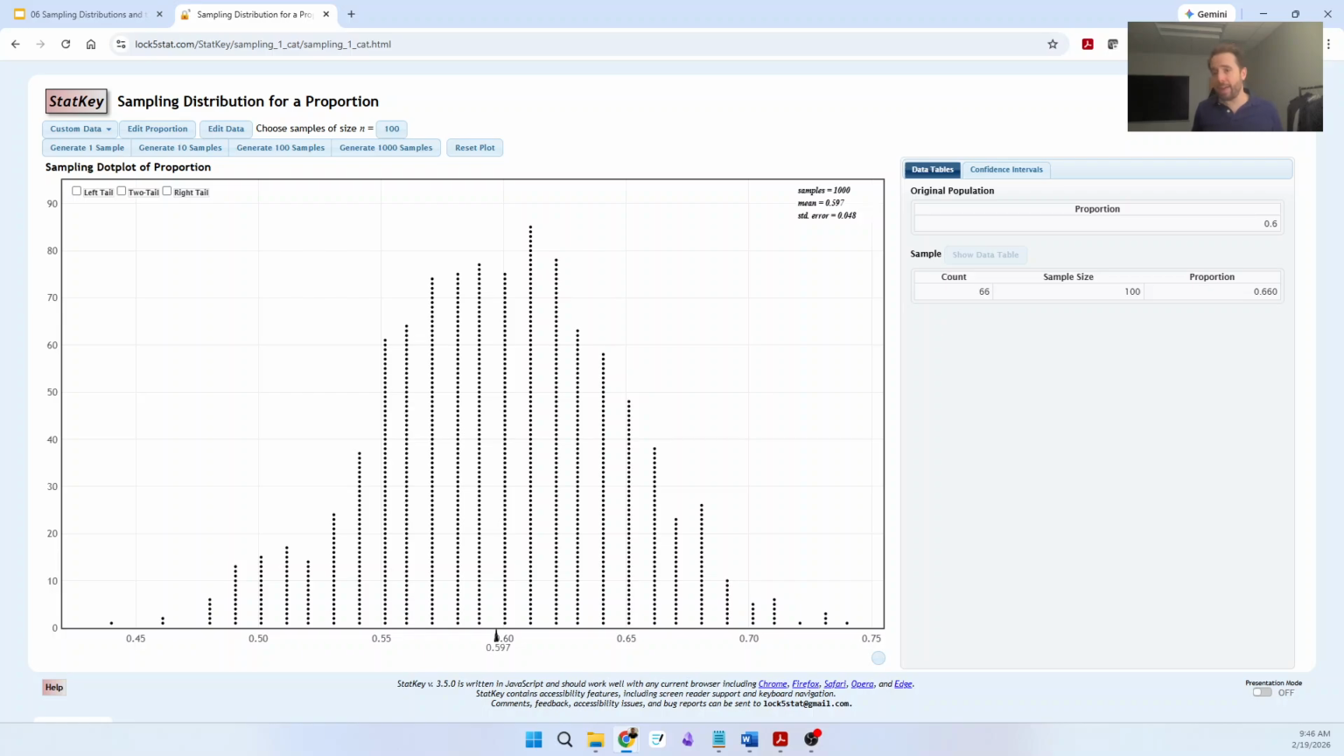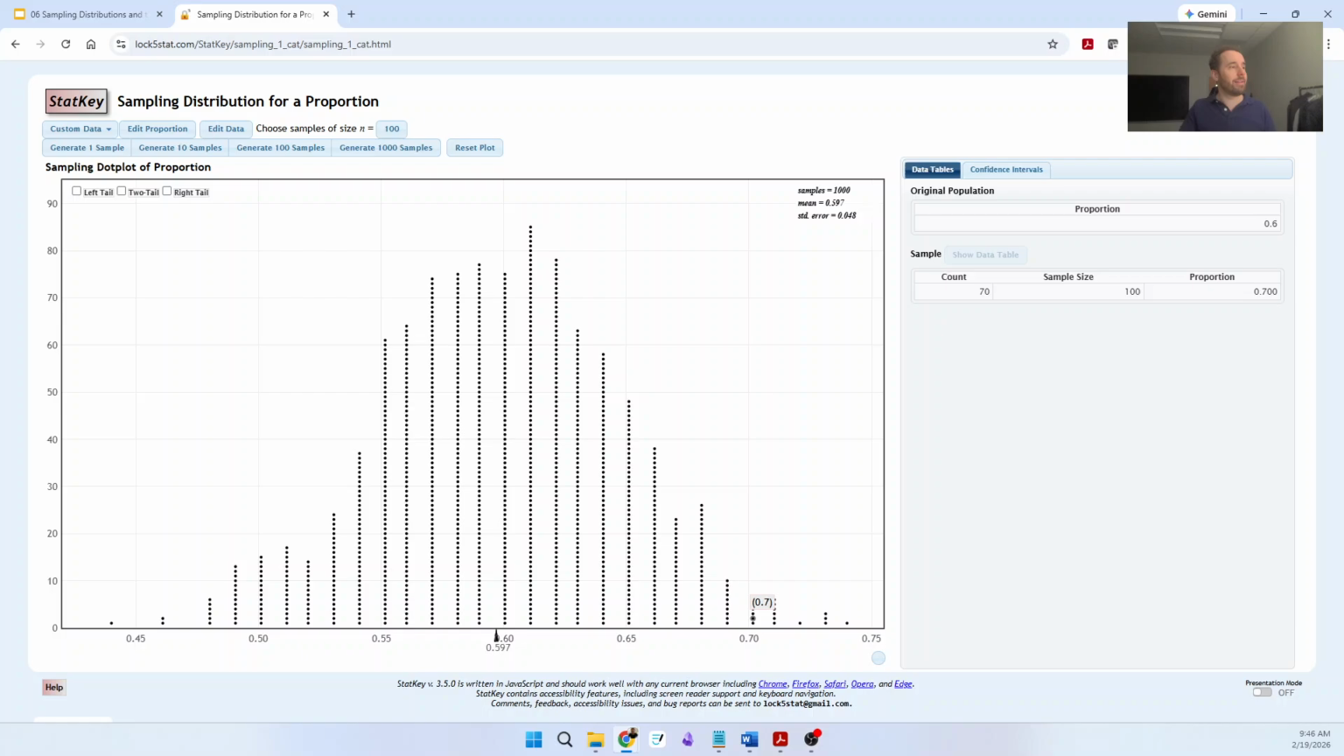We expect, on average, each sample to have about 60 blue balls out of 100, a sample proportion of 0.6. But what you see is that our samples varied a little bit. Many of them, those here in the middle, had a sample proportion of right around 0.6 or even exactly 0.6. But some of them were more or less.